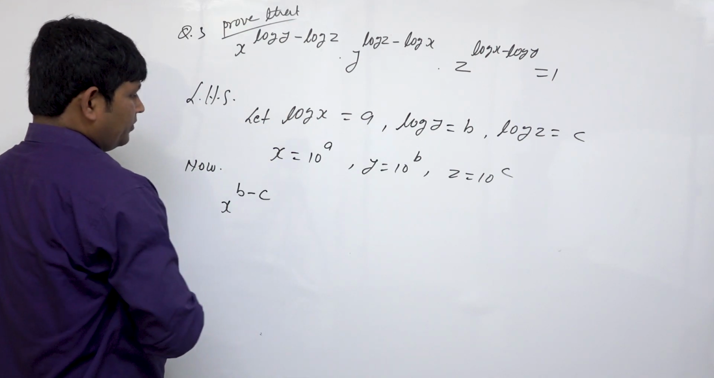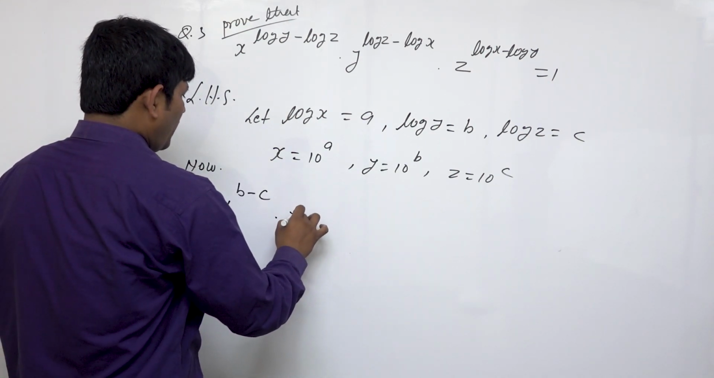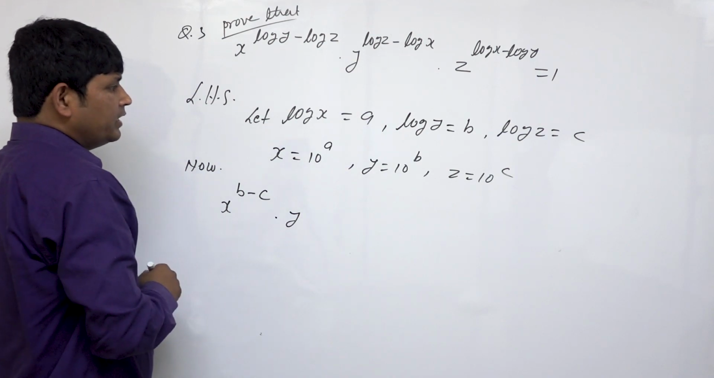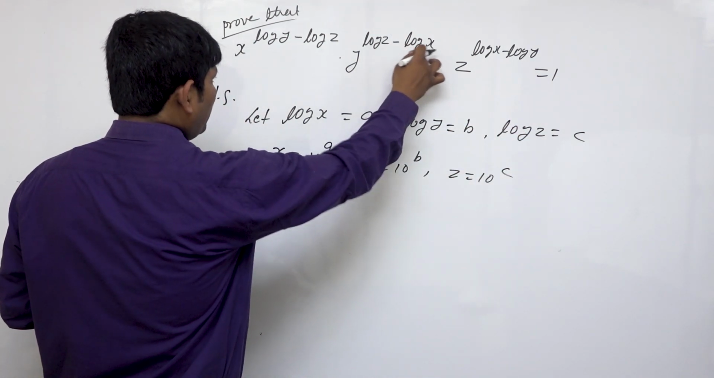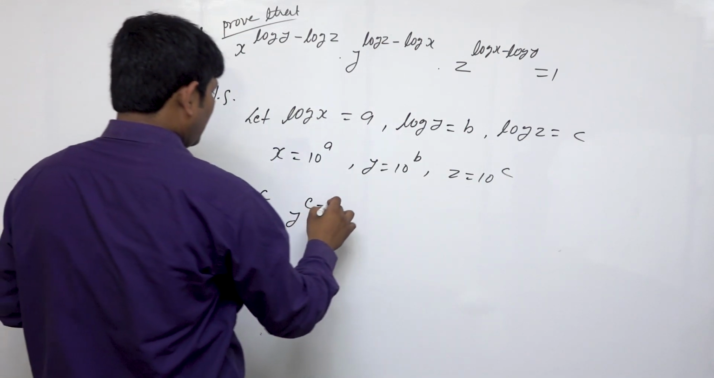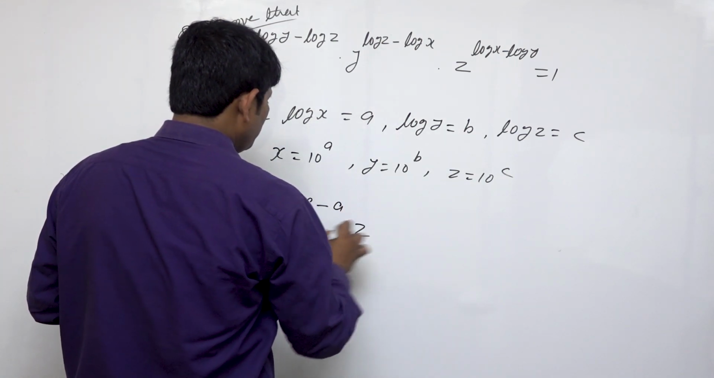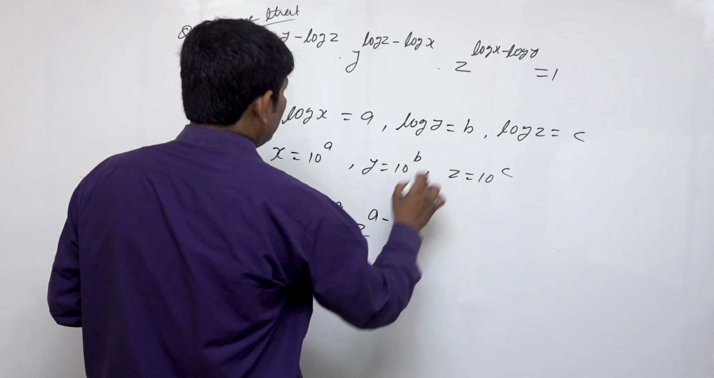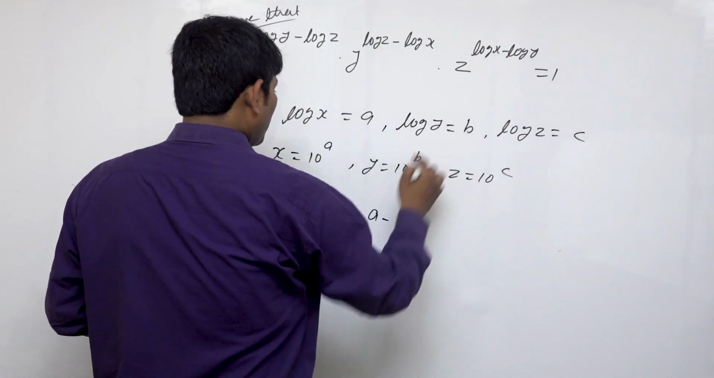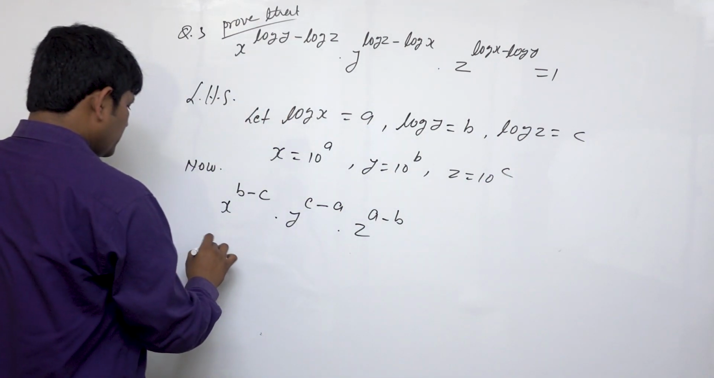So c times y to the power, what is log z? Log z is c. So c minus, what is log x? Log x is a. So c minus a times z to the power, what is log x? Log x is a minus, what is log y? Log y is b.